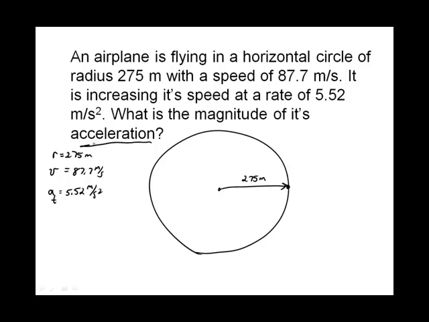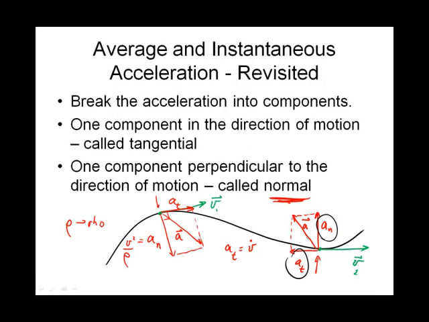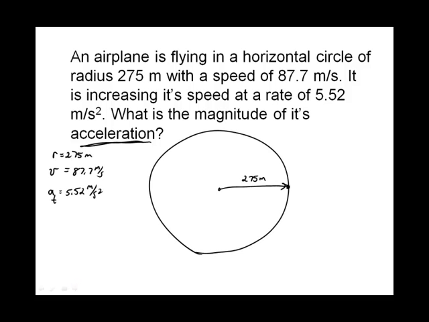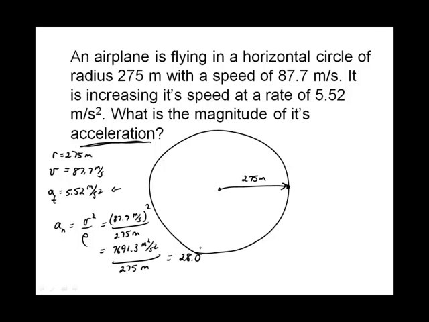I want to know the magnitude of the acceleration. Well, in order to know the magnitude of the acceleration, I have a normal and a tangential component. So I know that the tangential component is 5.52 meters per second squared. The normal component is v squared over rho, but the radius of curvature is 275 meters. So this is 87.7 meters per second, squared, divided by 275 meters. So this is 7691.3 meters squared per second squared. Divide that by 275 meters, and I get 28.0 to 3 significant digits, and that's meters per second squared.